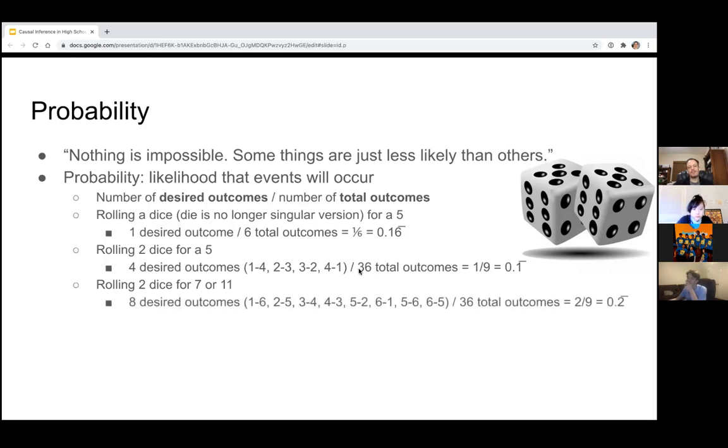8 desired outcomes for here. We can have 1, 6, 2, 5, 3, 4, all these. And of course, there are 36 again still. So now it's 0.2 with the bar over it, or 2 ninths probability. So probabilities are really important.